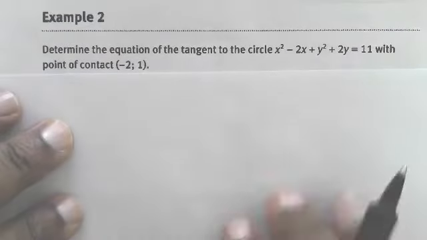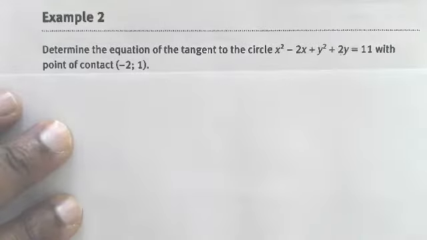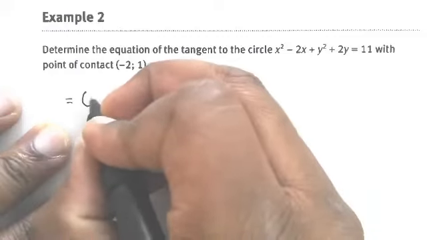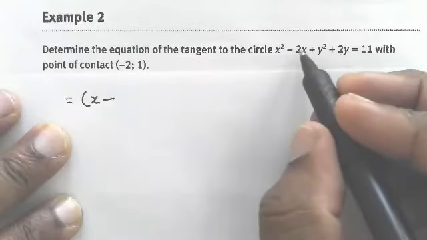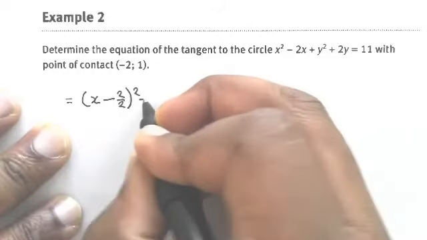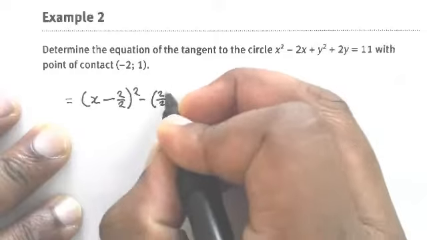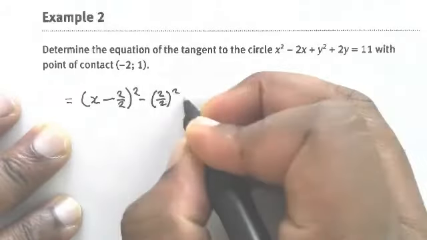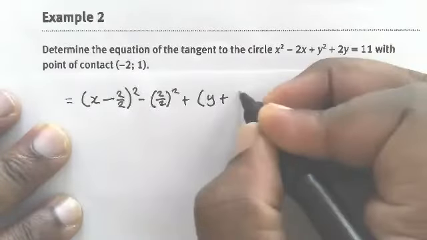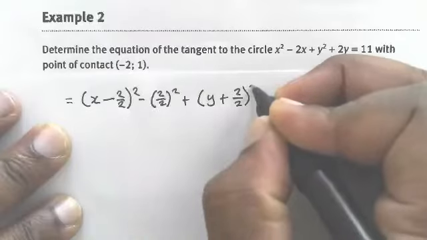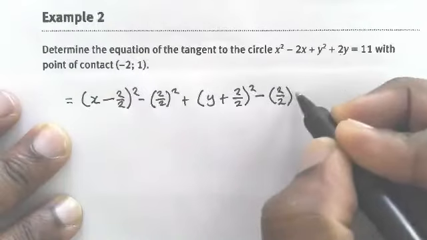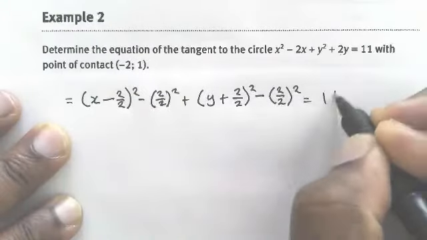So let's do that. Oh, okay, so this is sorted already. Let's just get into completing the square then. This is my preferred method. x minus, so this 2 divided by 2, squared, minus the 2 over 2 squared, plus y plus, because there's a plus there, that 2 over 2, squared, but when you do the one outside the bracket, it's still minus. And then this is equal to 11.